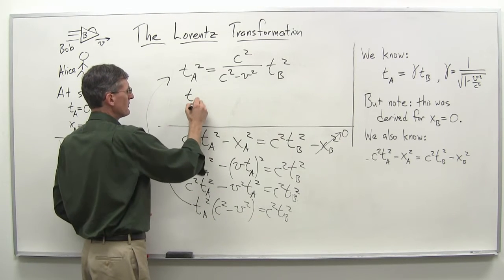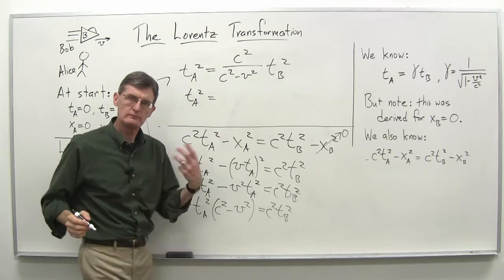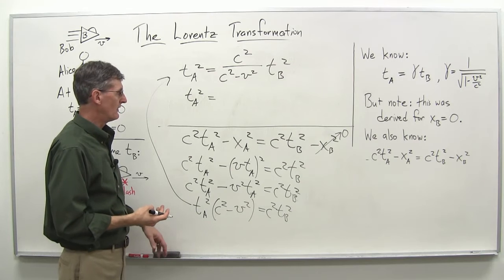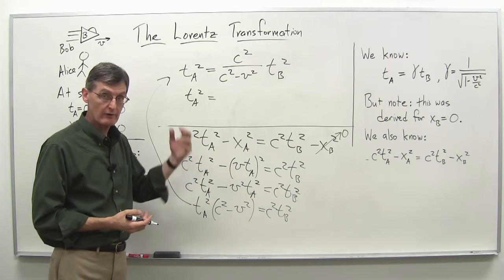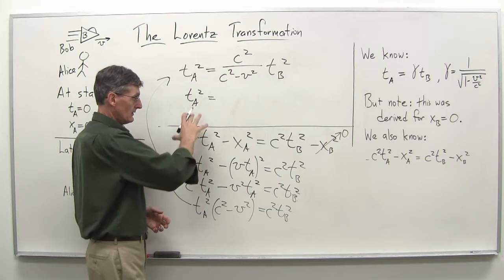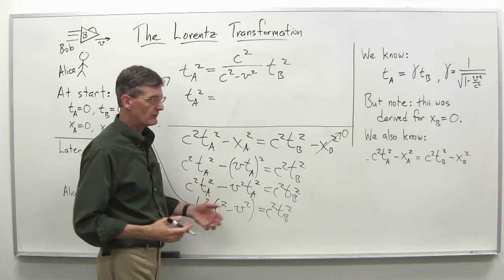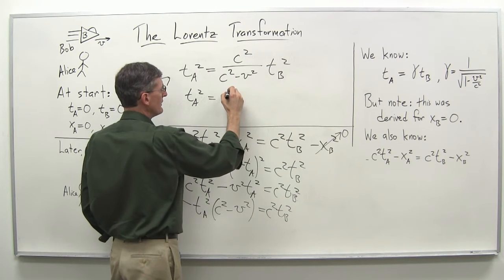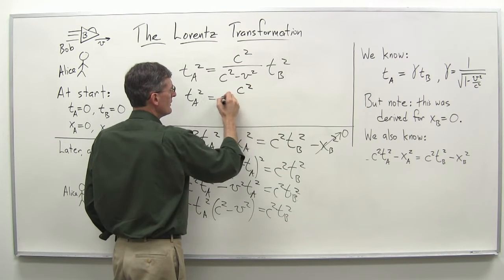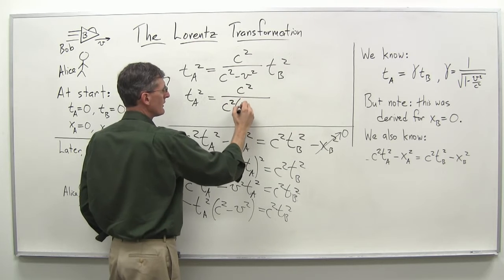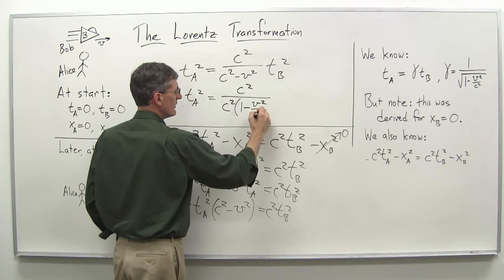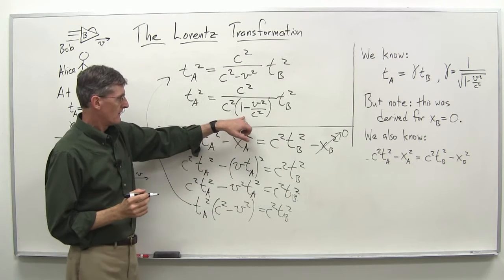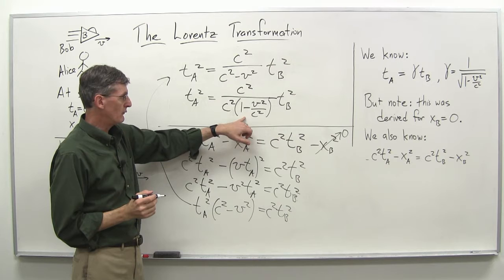For those of you who are up with your algebra, you might want to play around with this a little bit. So pause if you want to do that and see what our final answer is going to be. It's going to be very familiar, but let's see what we get. Let's factor out a c squared in the bottom. So I can write c squared times (1 minus v squared over c squared) times t_b squared. The reason I did that, well, first of all, I can do that.